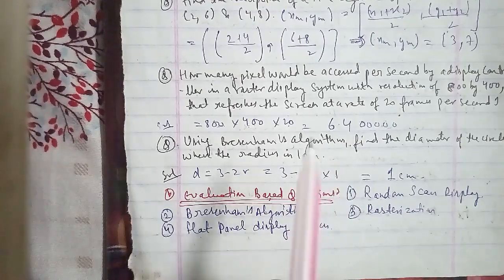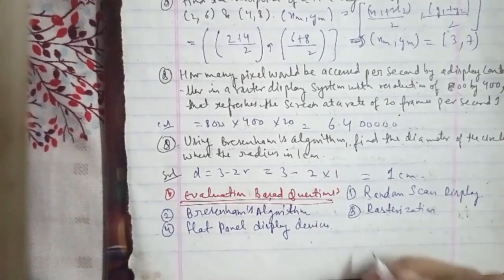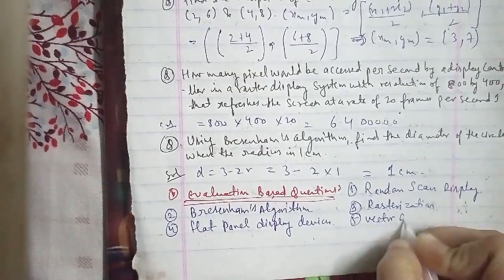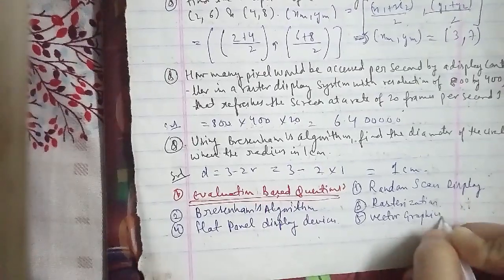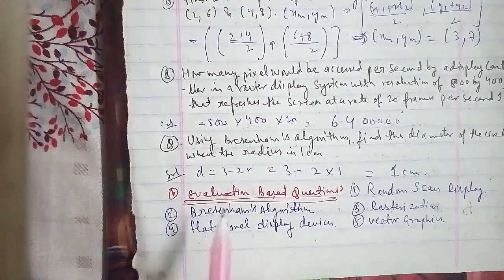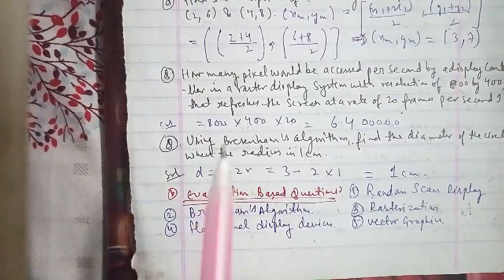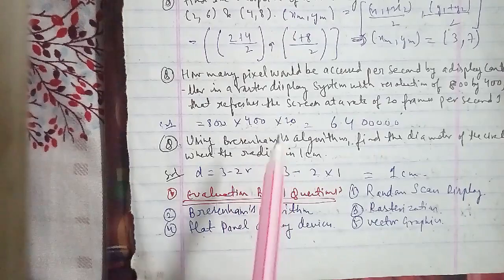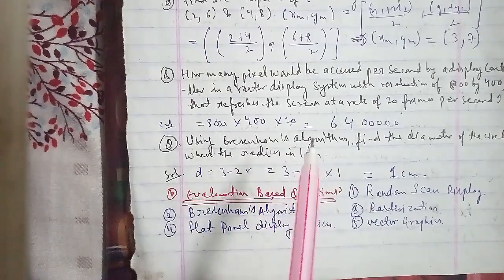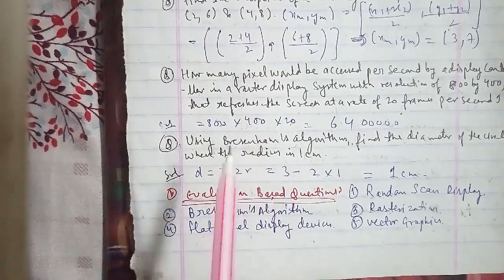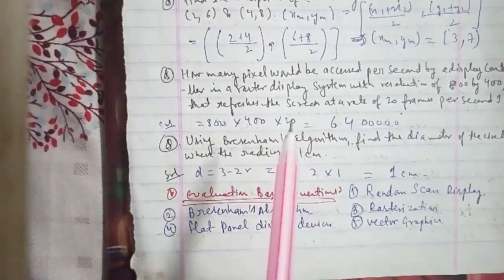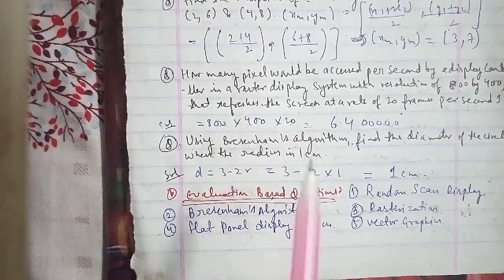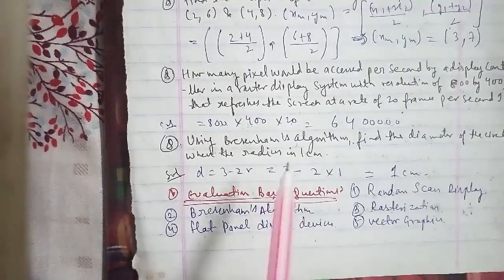Which is LCD. Now we'll talk about the 7th question, an evaluation based question. It is the process of adjusting intensities of the pixels along the line to minimize the effect of aliasing. You have to determine the process. The answer is anti-aliasing.